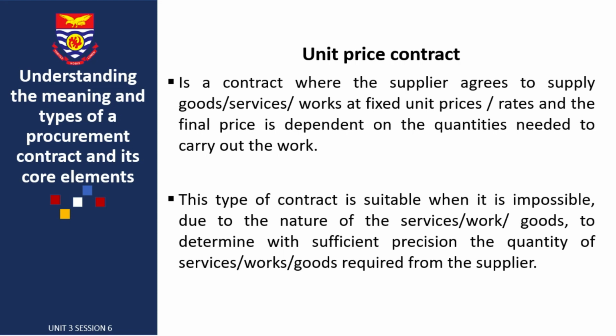and the final price is dependent on the quantities needed to carry out the work. So basically, this one talks about specific unit price. If it is a contract of provision of chairs, then we are charging per unit. Every chair may cost, let's say, 10 cedis. So if we charge you for 20 chairs, we'll charge you 10, 10, 10, 10, 10 for 20. So that will be for unit price.